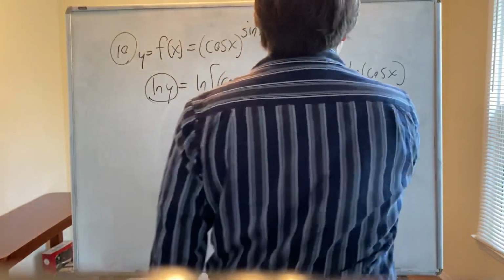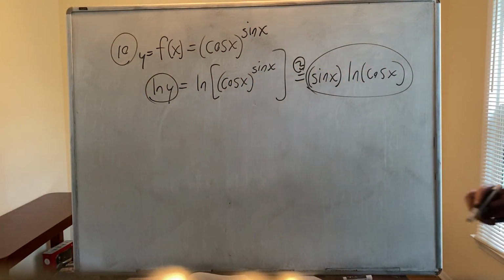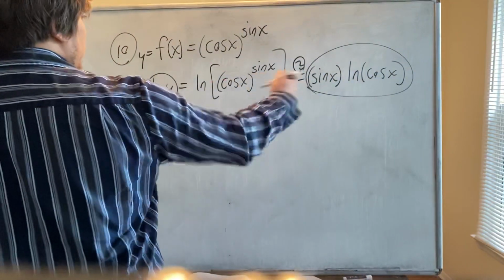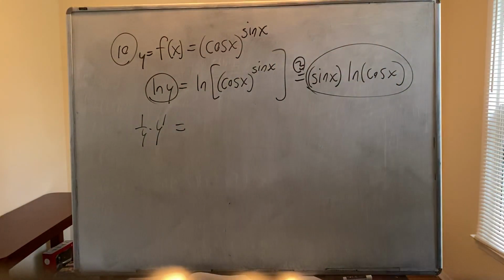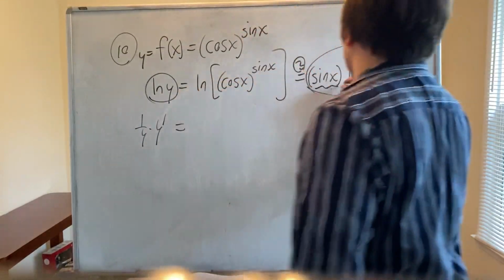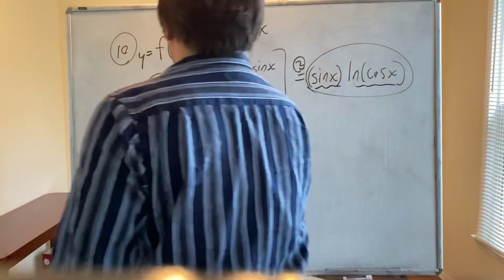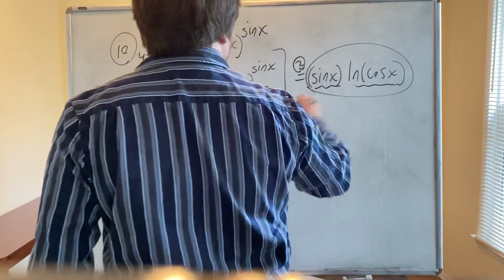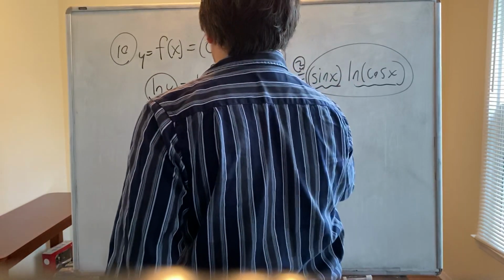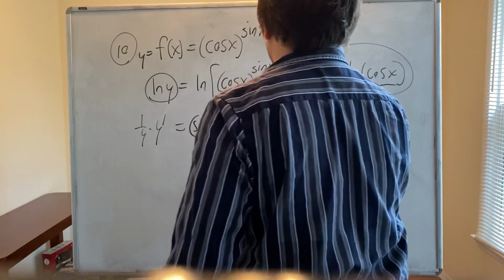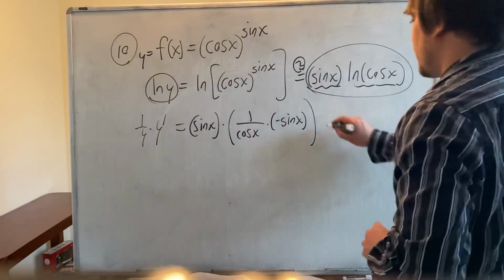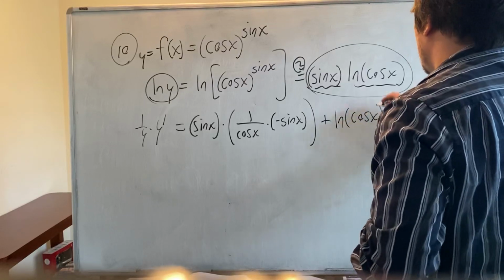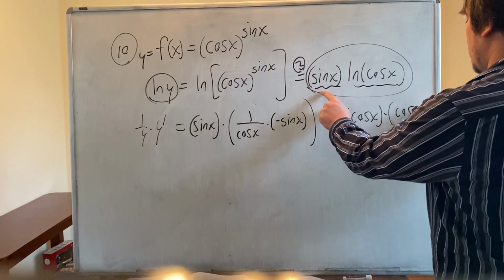Using logarithmic differentiation, we have ln y is equal to sine x times ln of cosine x. Now differentiate that equation implicitly with respect to x. You get 1 over y times y prime on the left, equal to the derivative of this on the right. This is the first function, that's the second function. So you take the first function, sine x, times the derivative of the second function, which is 1 over cosine x times the derivative of cosine x, which is negative sine x, plus the second function times the derivative of the first function, which is cosine x.